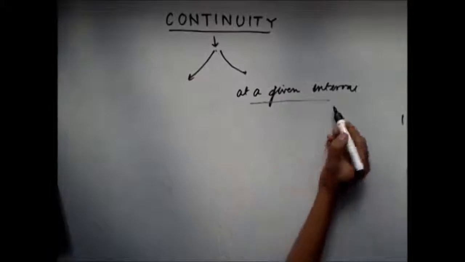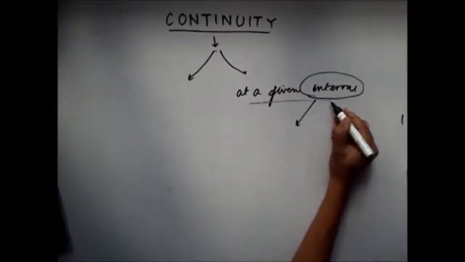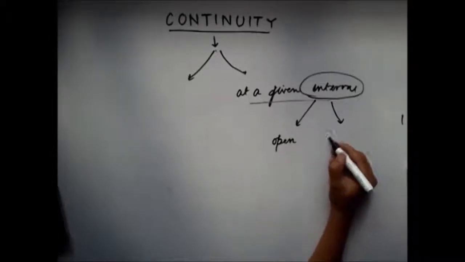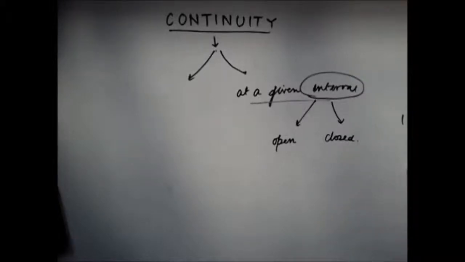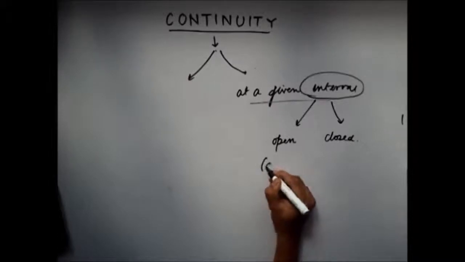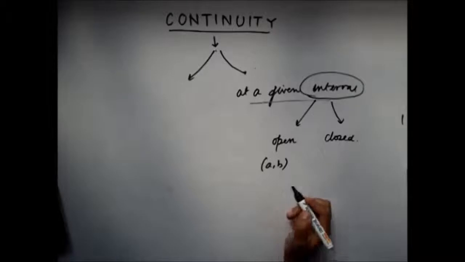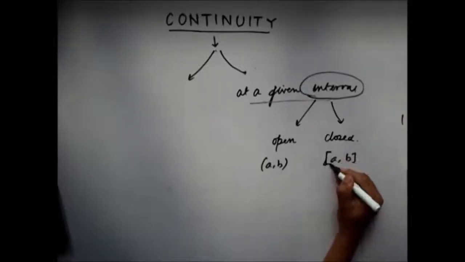Now when you talk of an interval, you know that an interval can be an open interval or it could be a closed interval, right? Now when you say that an interval is an open interval, that means the interval is defined from a to b excluding a and b. When the interval is a closed interval, it is defined from a to b including a and b.